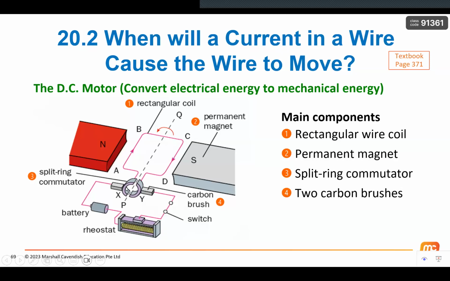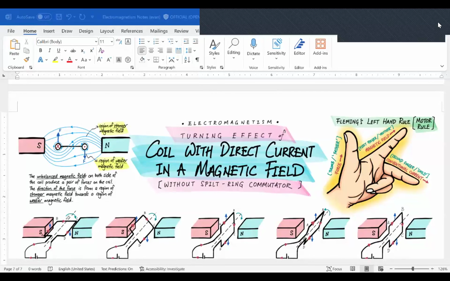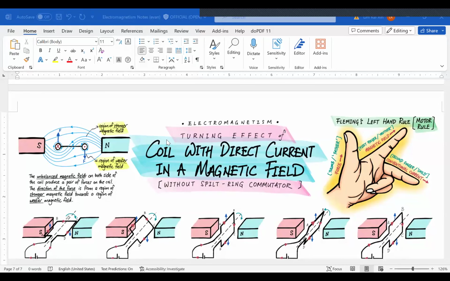For this chapter, I'm going to use the Evans notes to illustrate how the DC motor works. So I'm going to pause the video here. I'm going to stop sharing and share with you the Evans notes. Okay, so you can see on my screen I have the Evans notes over here. So this is the DC motor.